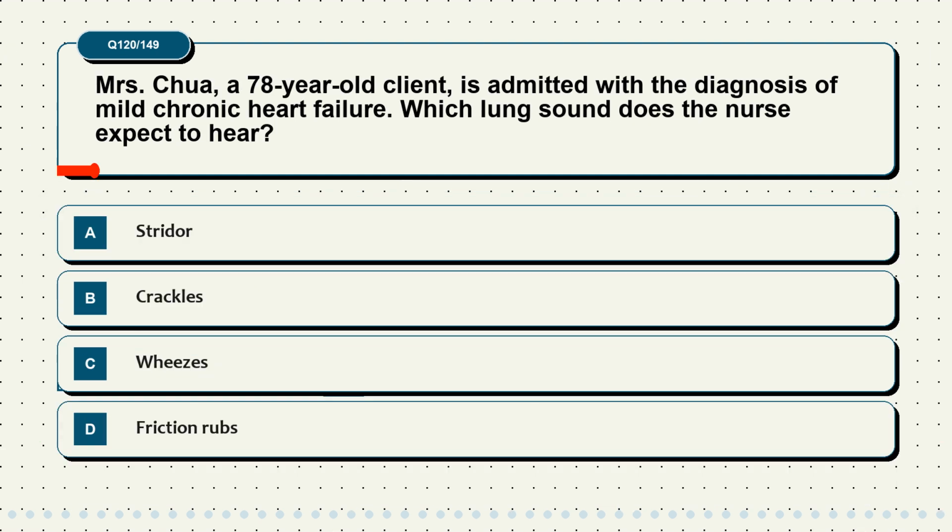Question 120. Mrs. Shua, a 78-year-old client, is admitted with the diagnosis of mild chronic heart failure. Which lung sound does the nurse expect to hear? Here are the options. Option A. Stridor. Option B. Crackles. Option C. Wheezes. Option D. Friction rubs.